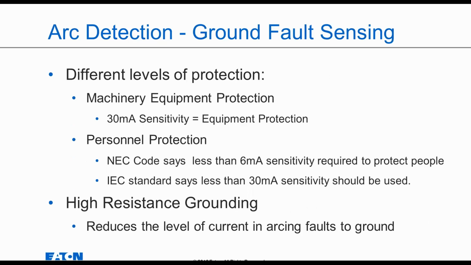Ground fault is a very good method of protection, and it can protect against arcing faults to ground. Today you can get what we call equipment protection in some of the smaller miniature circuit breakers. For personnel protection, the National Electric Code and the UL standard say it has to be less than 6 milliamps sensitivity to protect people. If you're living in an IEC country, the standard says 30 milliamp sensitivity should be used.